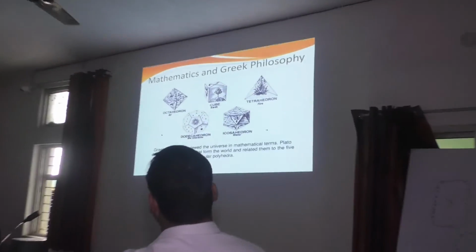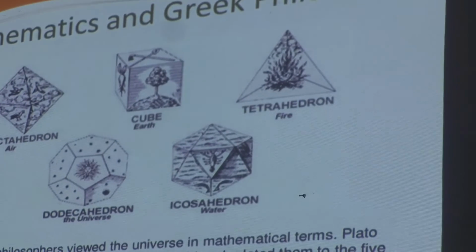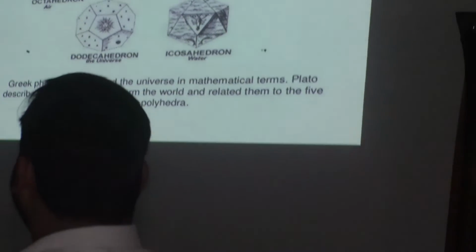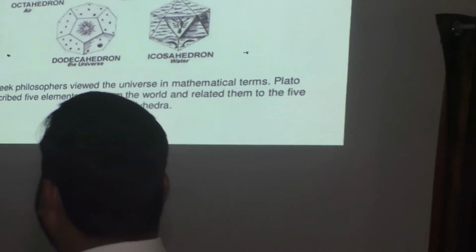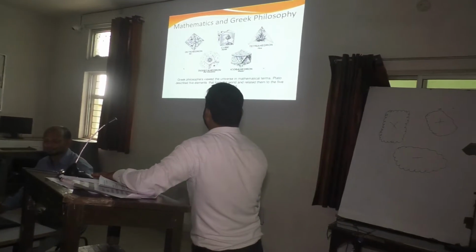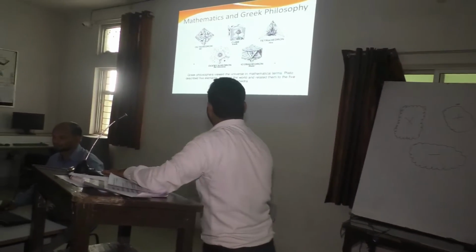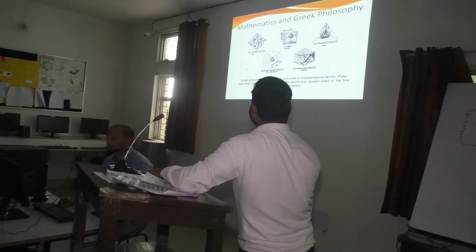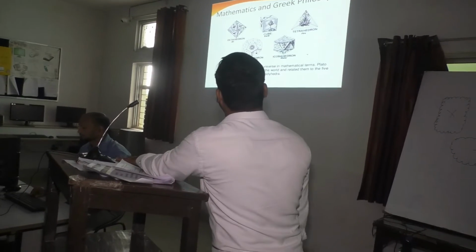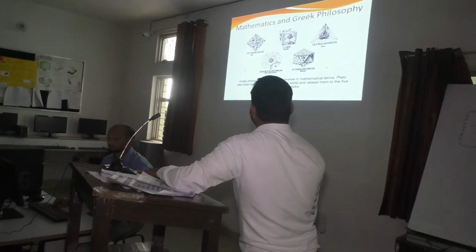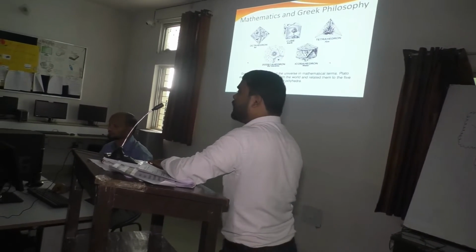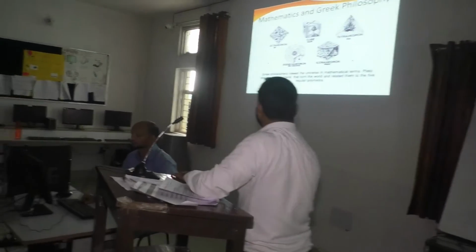Mathematics and Greek philosophy. It was a time to see mathematics in three dimensions. Greek philosophers viewed the universe in mathematical terms. Plato described 5 elements. One is octahedron for air, cube for earth, and tetrahedron for fire. Dodecahedron for the universe, and icosahedron for water. Icosahedron is a three-dimensional figure which is actually made up of equilateral triangles.